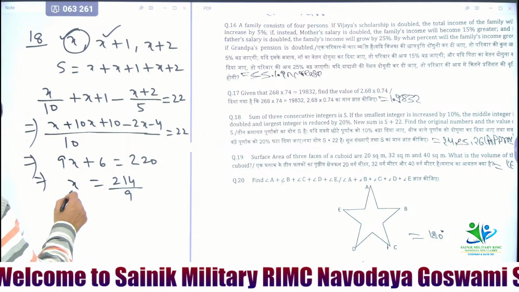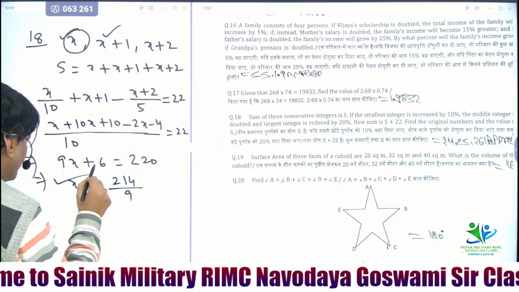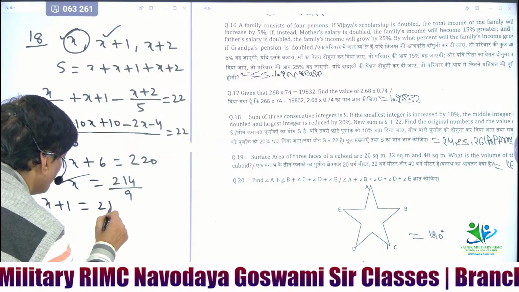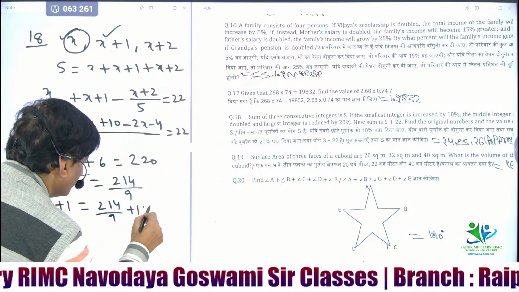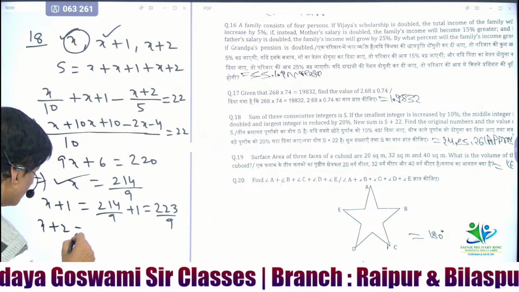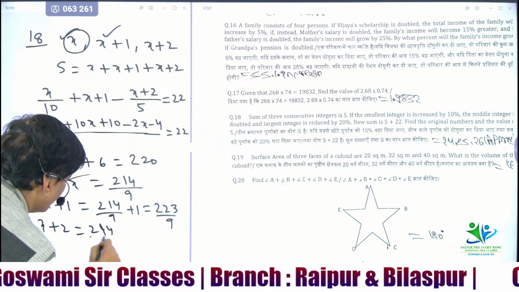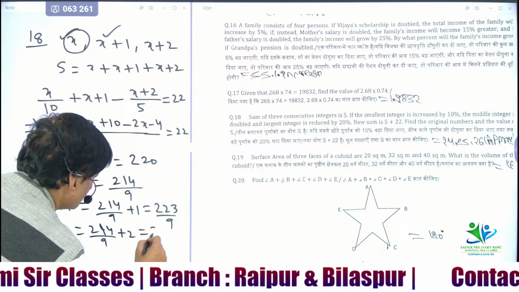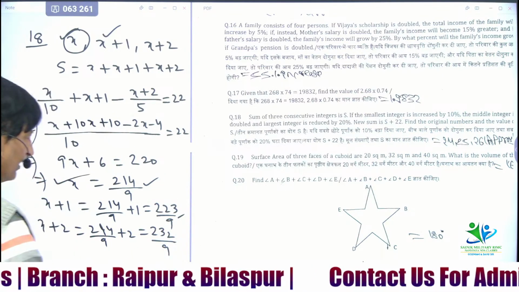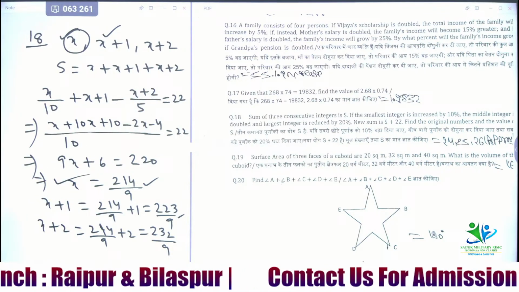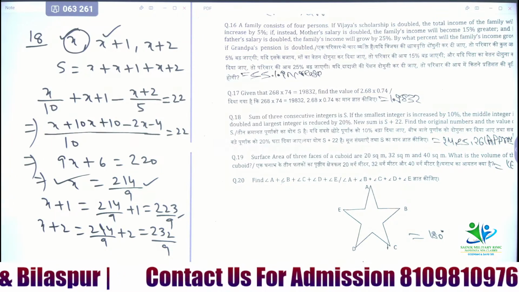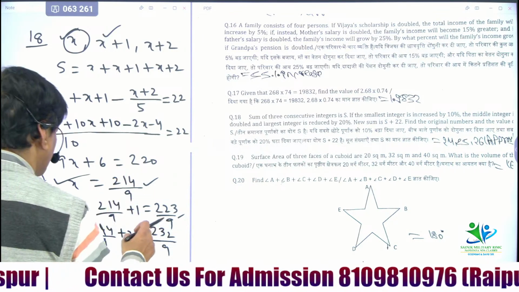Therefore one integer is 214 by 9, the second one is x plus 1, 214 by 9 plus 1, that is 223 by 9, and the third one is x plus 2, that is 214 by 9 plus 2, that is 232 by 9. So these are the three numbers, but it is written in the question that they are integers. These are not integers, therefore there is a mistake here, and these three are the numbers.